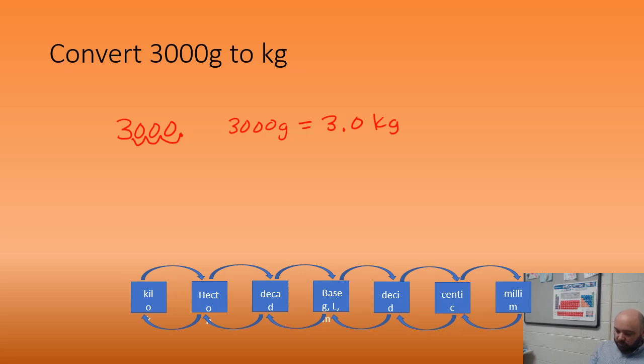You could also do the same conversion by showing that 3,000 grams divided by, there are 1,000 grams in a kilogram, equals 3 kilograms.